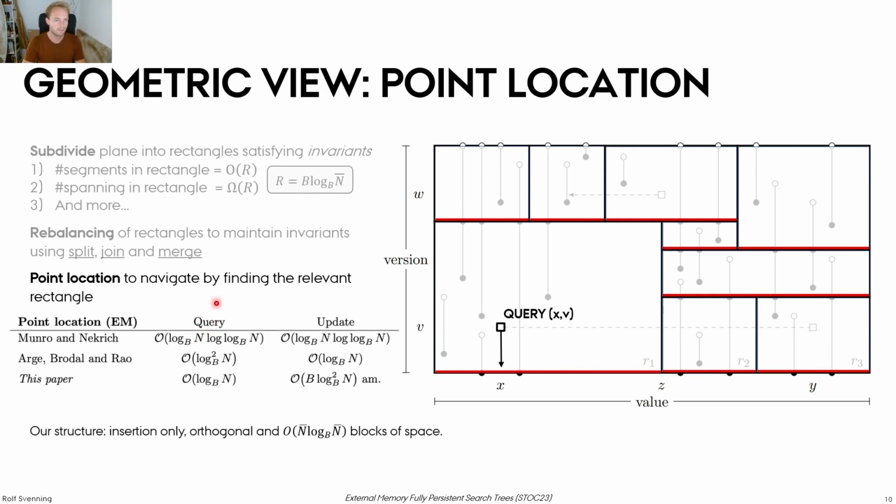And the first idea is, well, let's just use an existing external memory point location data structure. And here are two of the state-of-the-art point location data structures, by Monroe and Neckridge and by Brodal and Rao. But unfortunately, they're not fast enough, since we're hoping for operations that take time roughly order log base B of n at most. So both of these other point location structures are simply not fast enough with queries.